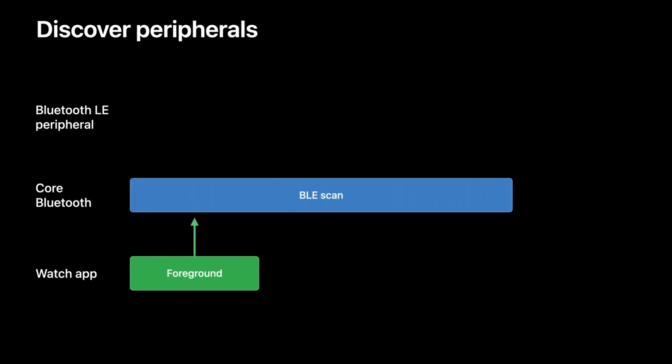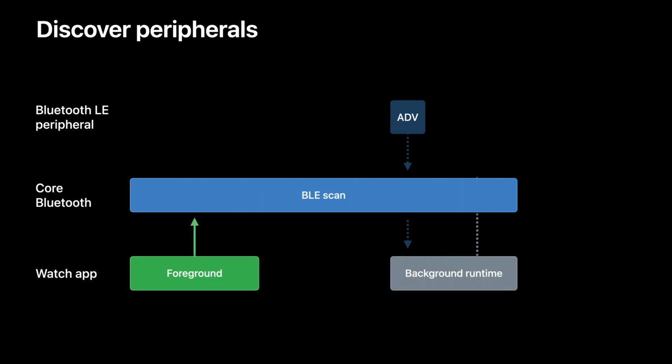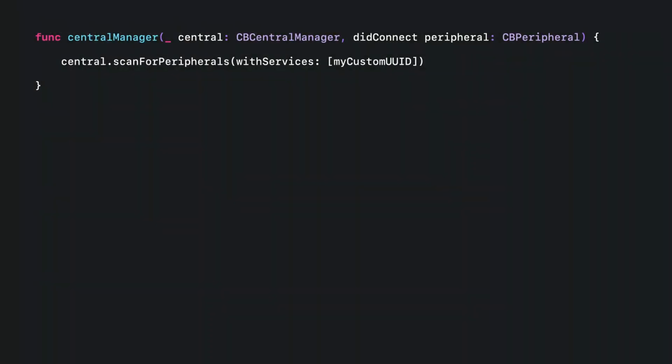Here's how it works. The watch app will initiate a scan for peripherals, and Core Bluetooth will continue scanning in the background. Once the peripheral advertisement is detected, the app is given background runtime and can initiate a connection. Let's dive into the code to make this happen.